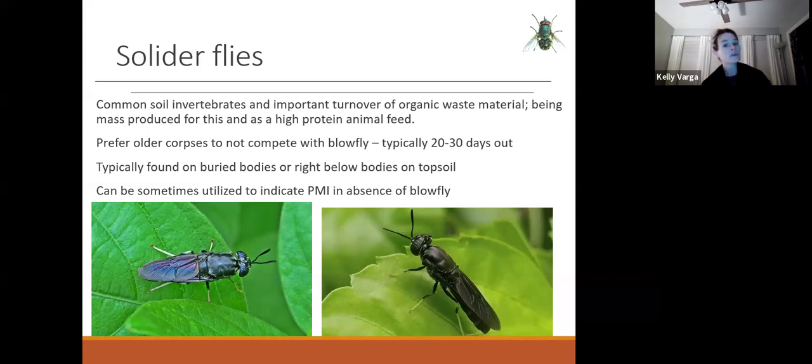Because of their overlap in time, and because they do not come in contact with the body at the time frame that blowflies do, if we have reached the body in the absence of blowflies across the body, right? Because it's an entire environment that we have to survey, these can be utilized in the absence of that blowfly indication.